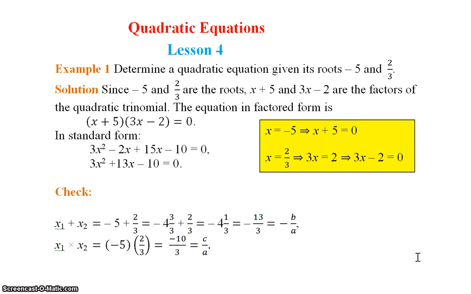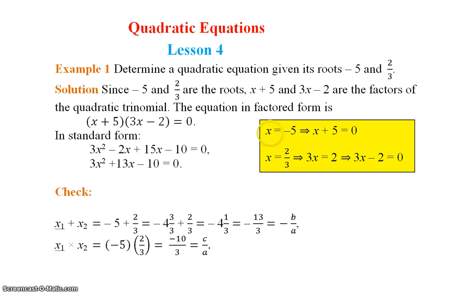Example 1. Determine a quadratic equation given its roots -5 and 2/3. Solution. Since -5 and 2/3 are the roots, x plus 5 and 3x minus 2 are the factors of the quadratic trinomial.